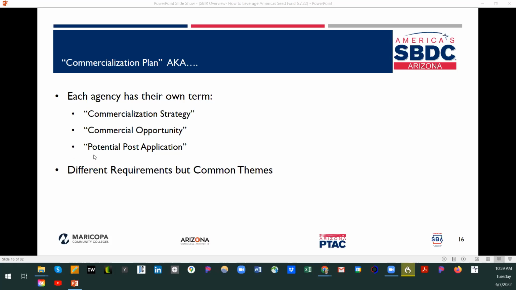There are different requirements depending on the solicitation, depending on the agency, of what they want to see in their commercialization plan. As Bob said, read it, know it, live it. It's important that you answer the mail with what they're looking for. You need to give them that.